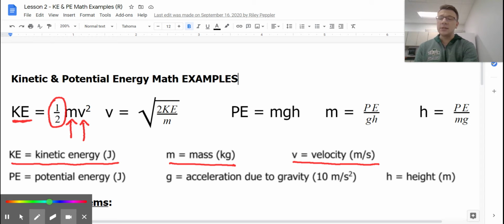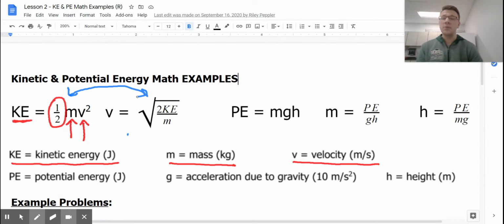Now, this second equation here is actually the same thing. Okay, so these two equations here and here are the same thing. However, it's just been rearranged to solve for the velocity of the object. Okay, so we go ahead and rearrange this for you, but you might be given a question that says solve for the kinetic energy, and it gives you the mass and the velocity. Or it might say solve for the velocity. It gives you the kinetic energy and it gives you the mass.